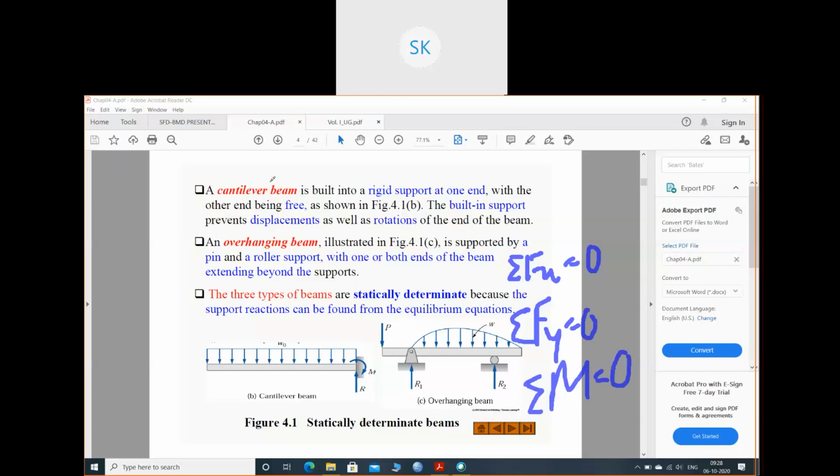So these three beams, simply supported, cantilever, and overhanging beams, are statically determinate. Why? Because the support reactions can be found from these equations. If we cannot find the support reactions, then the beam will be called statically indeterminate, right? Just recall from the earlier classes.